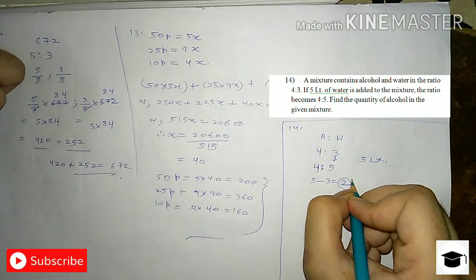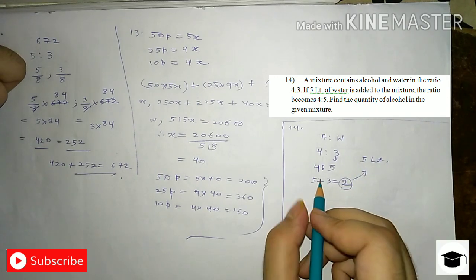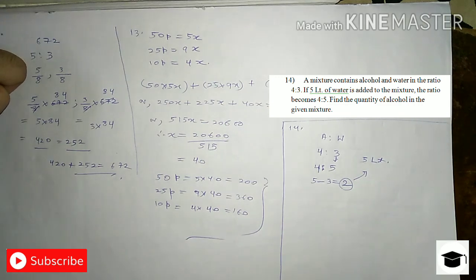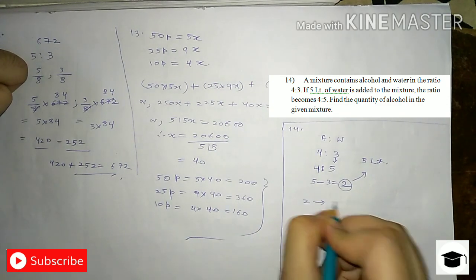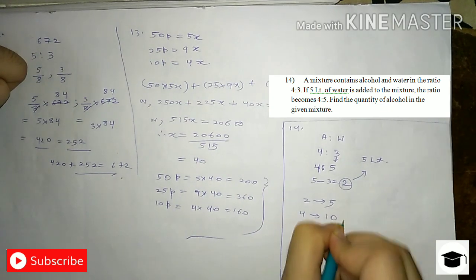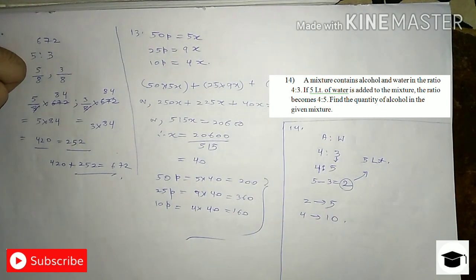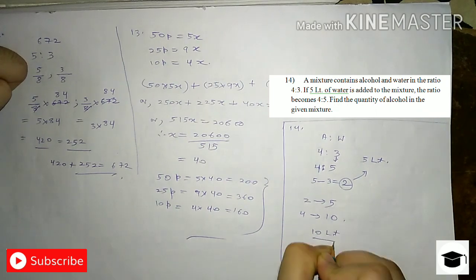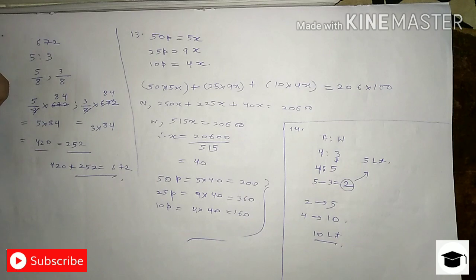So here 2 is equal to 5 liters. That is, water is increasing here by 2, that is equal to 5 liters. That is 2 is equal to 5 liters. Then 4 equal to 10. That is the quantity of alcohol in the mixture is 10 liters. That is the answer. So that's for today.